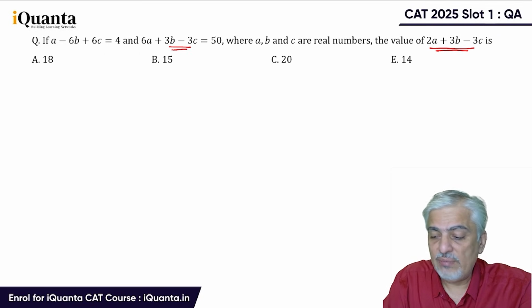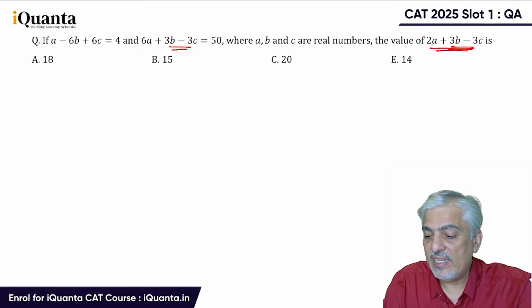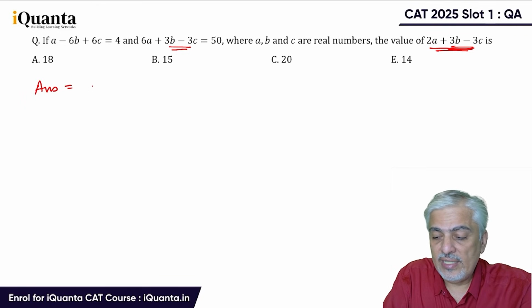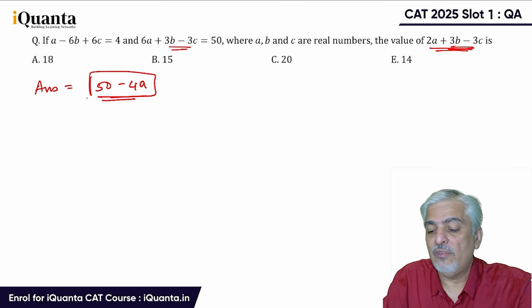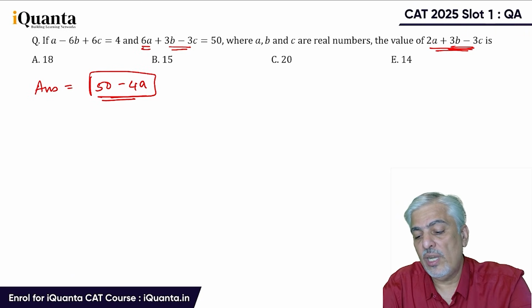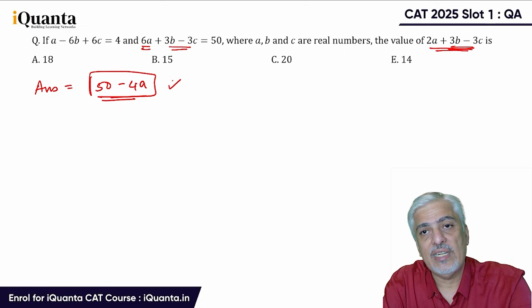Now, what I realized about what they've asked for and what they've given: here they've given 3B minus 3C. Here also there is 3B minus 3C. And here they've given 6A and 2A. So in short, the answer which I want is nothing but 50 minus 4A, because this is 6A and this is 2A. Everything else is the same. So I just need to find 50 minus 4A. That was the logic which I have applied.